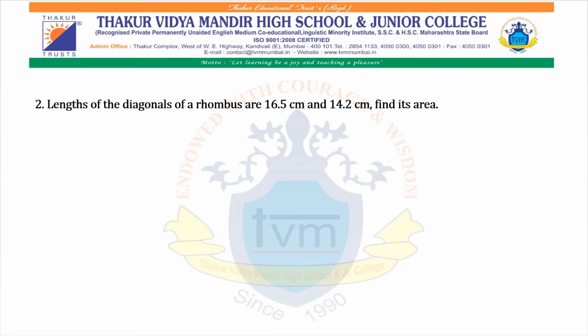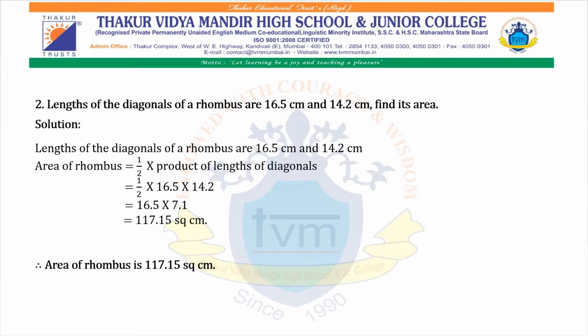Question 2. Lengths of the diagonals of a rhombus are 16.5 centimeters and 14.2 centimeters. Find its area. Solution. Lengths of the diagonals of the rhombus are 16.5 centimeters and 14.2 centimeters. Area of rhombus is equal to half into the product of the lengths of the diagonals, which equals half into 16.5 into 14.2, which equals 16.5 into 7.1, which equals 117.15 square centimeters. Therefore, area of the rhombus is 117.15 square centimeters.